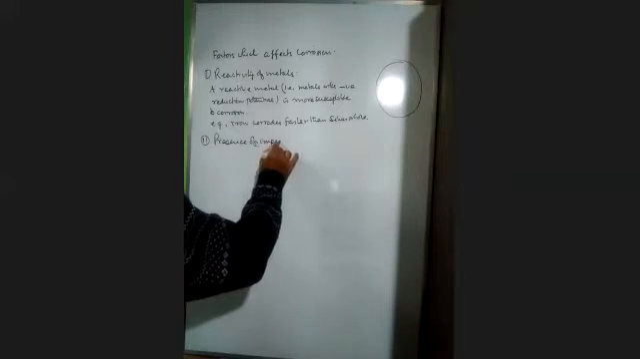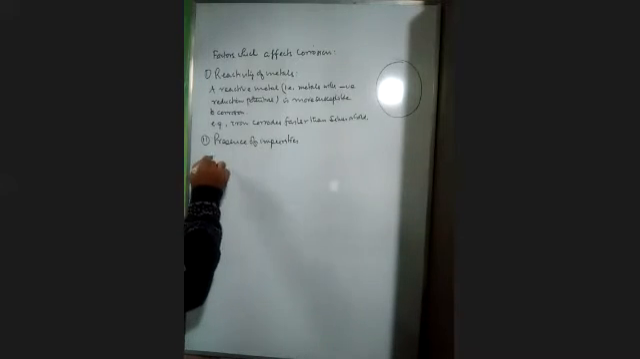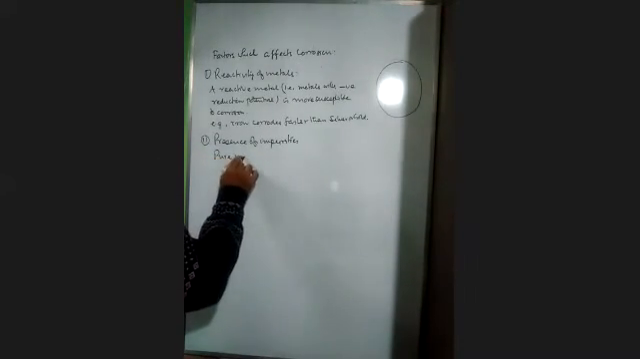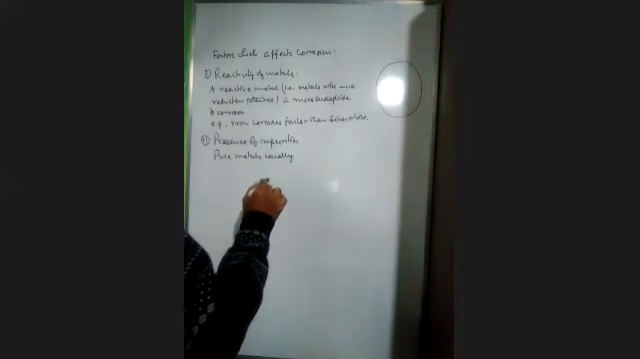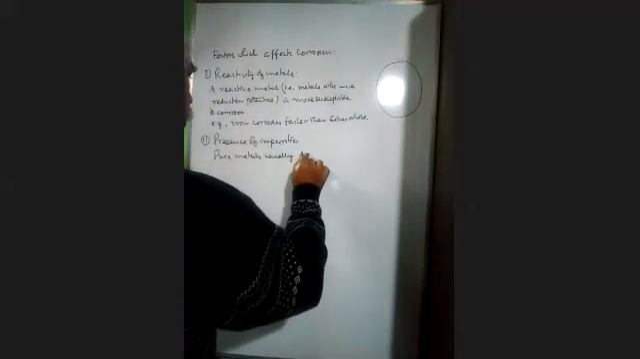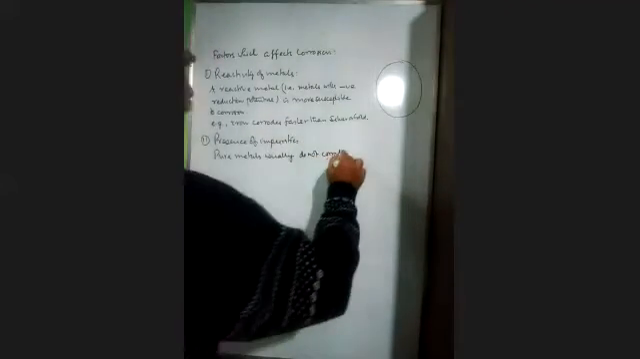Okay, next is presence of impurities. If impurities are present in metal, the rusting process is faster. So pure metals usually do not corrode much.